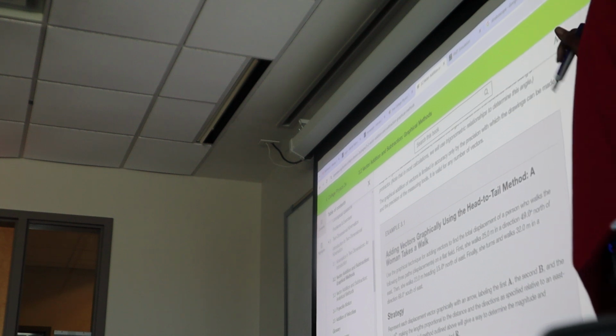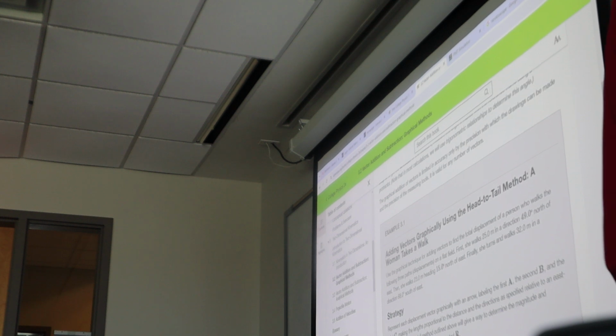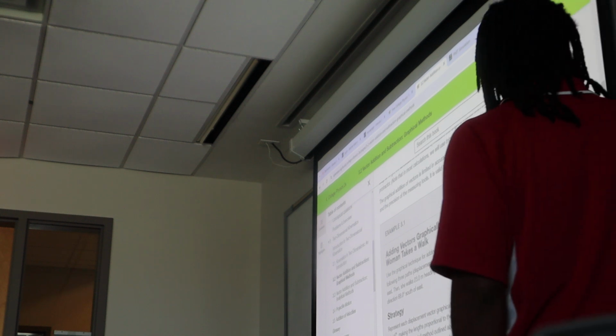Alright, let's get our fresh volunteer to test out doing some so we can work together. It'll be real quick. She walks 25 meters in a direction of 49 degrees. How would I put that in the graph? How are we going to know 49 degrees? Well, we can just estimate. A right angle is 90 degrees, so it's a little over half.